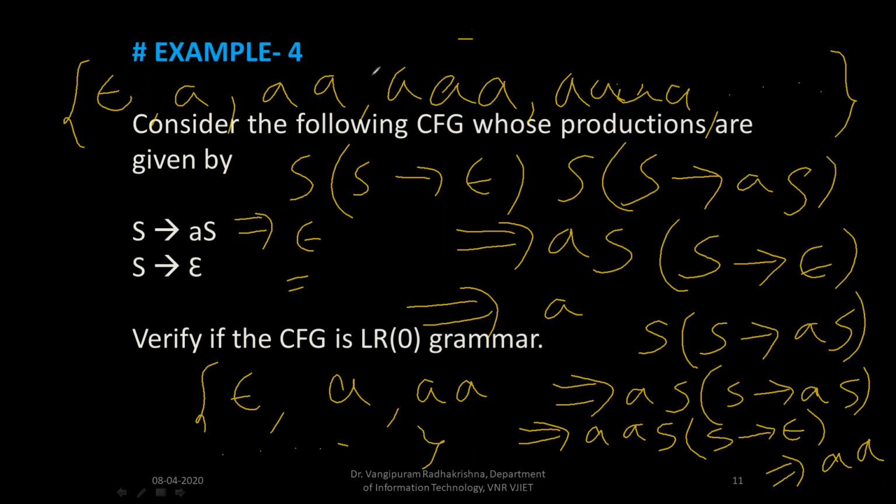Now, if you randomly pick out this particular string, say a, the possible prefix for this string is epsilon itself.